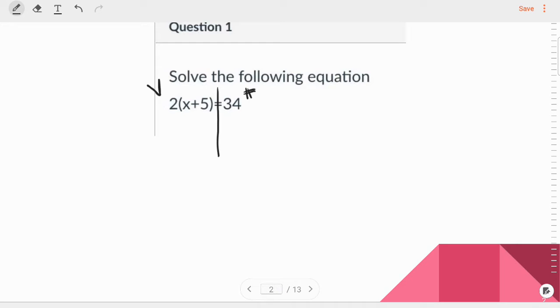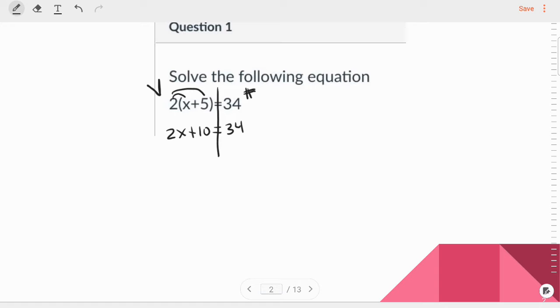Let's continue. The next thing I do is I say to myself, parentheses, I can't get rid of anything inside of parentheses, so I got to get rid of those parentheses. To do that, I'm going to distribute 2 times x and 2 times 5. 2 times x is 2x, 2 times 5 is positive 10, equals 34. I just bring down that other side.